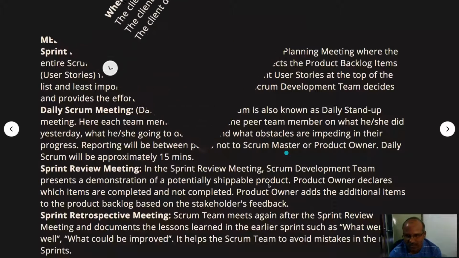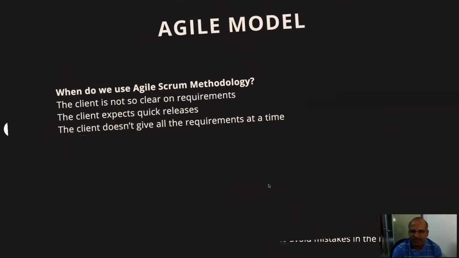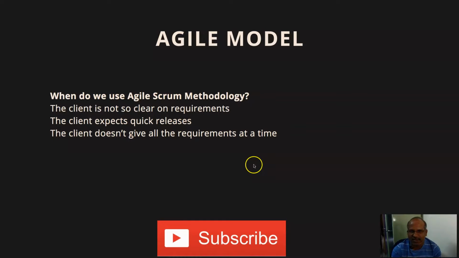So what are the benefits, and when do we use this Scrum methodology? When the client is not so clear on requirements, the client expects quick releases, and the client doesn't give all the requirements at a time. Like most bigger projects, the client may not know all the requirements at a time, and they want to see progress in the project from time to time. So this methodology is highly useful. So this is about the Agile model.